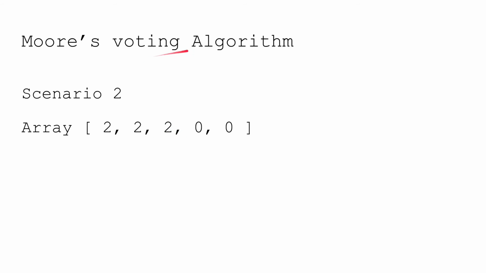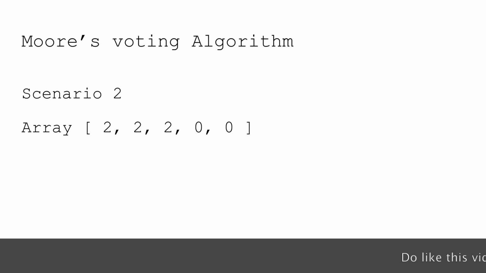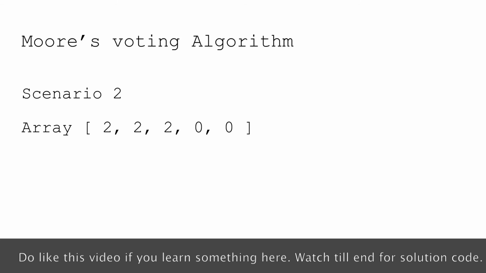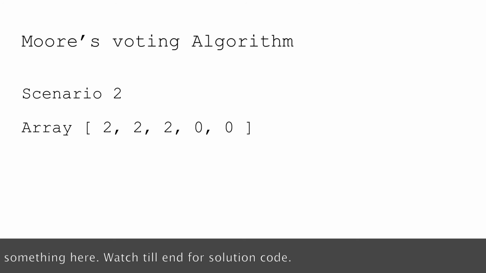So the idea behind this voting algorithm was to cancel each other's occurrences so that the majority element will remain at the end. So I hope now this algorithm is clear, and if you're still confused with some part of this algorithm, I would suggest you watch this video again and try out this algorithm on different sample test cases. I can assure you that things will become more clear after doing that.